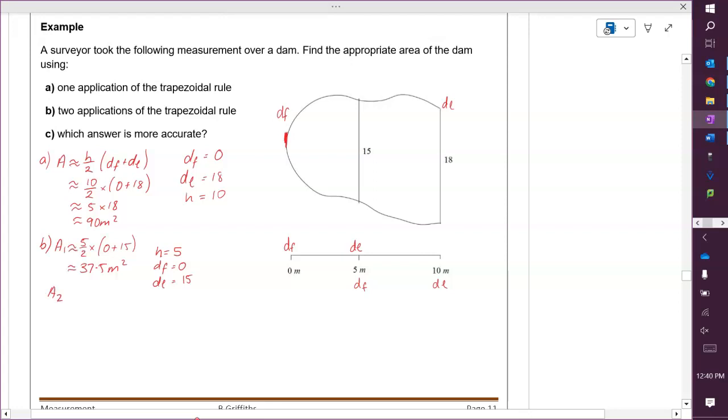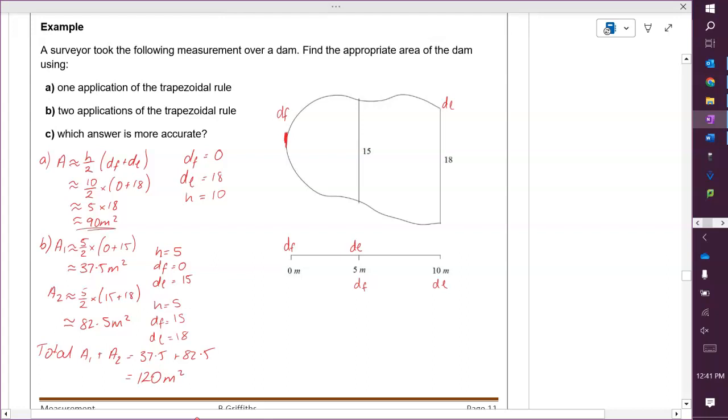If I look at area 2, again, it's a 5 meter for my height, so my height is 5. My df this time is where I'm starting here, so that's 15. And my dl is where I'm ending here at 18. So I have 5 over 2 times 15 plus 18. And that gives us 82.5 meters squared. From there I need to do the total area. So it's my A1 plus my A2. So I get 37.5 plus 82.5, which is 120 meters squared.